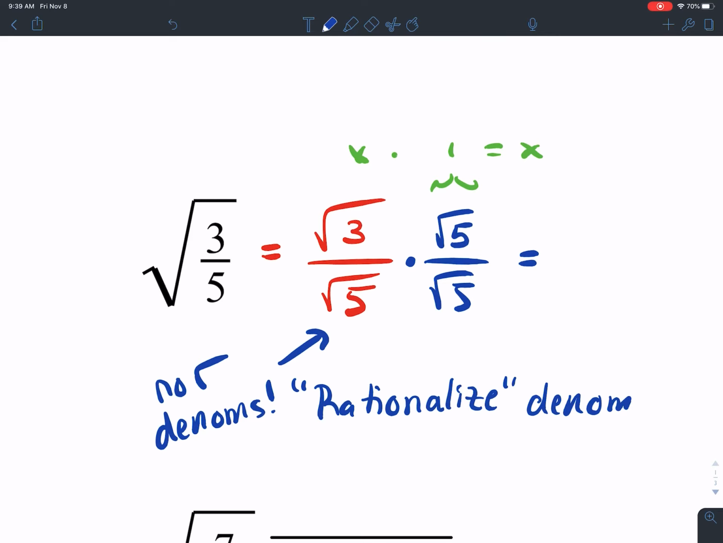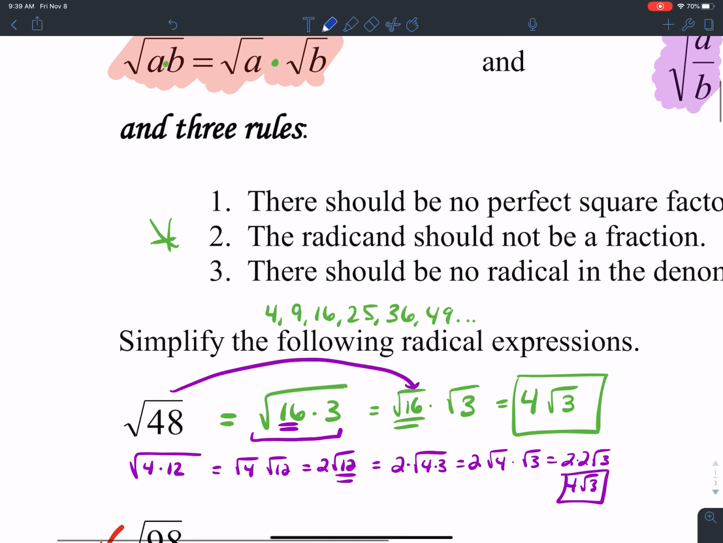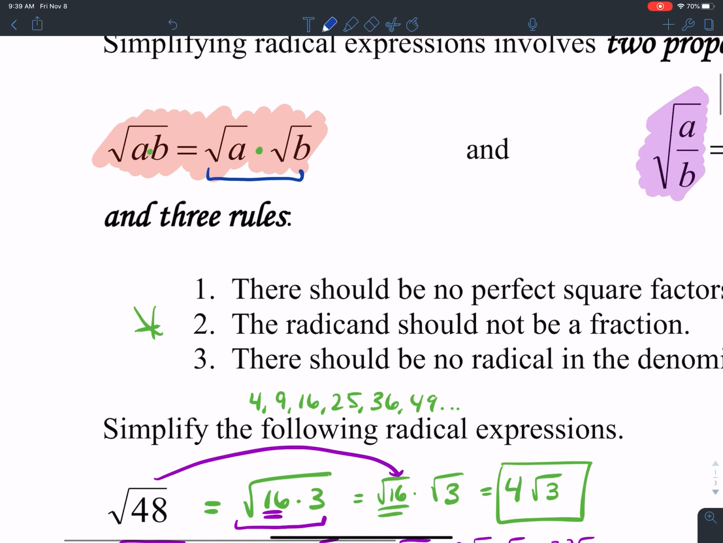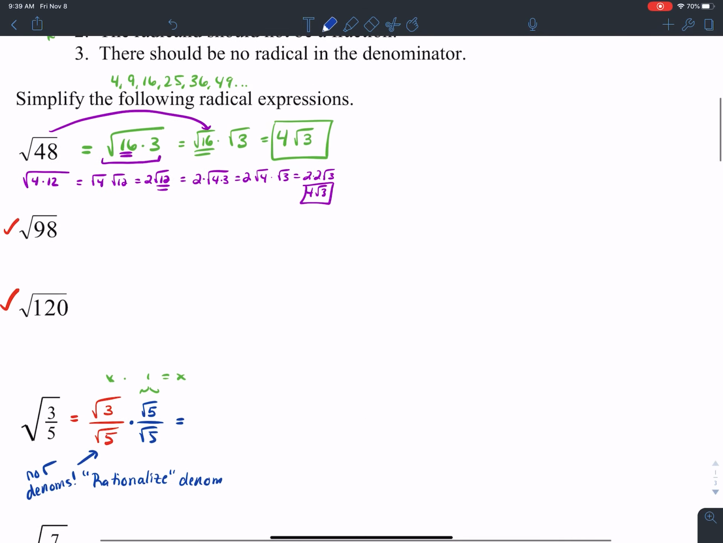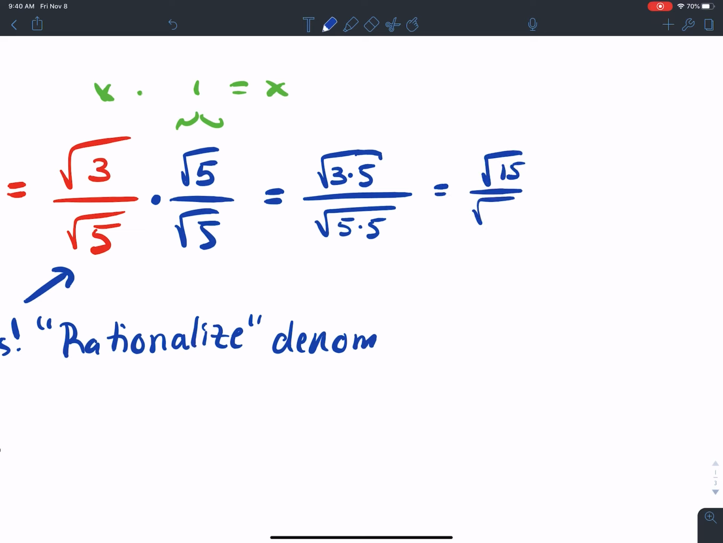So root 5 times root 5. Now, there's two ways we can think about this. We could think about our product rule going backwards, right? If two square roots are being multiplied, they could each go under one square root. So that's what we'd think about first. So root 5 times root 5, I can combine them under one root. And then the same thing up here, I can combine those two individual radicals into one. And that helps us simplify. So this is root 15, and then this is going to be root 25.